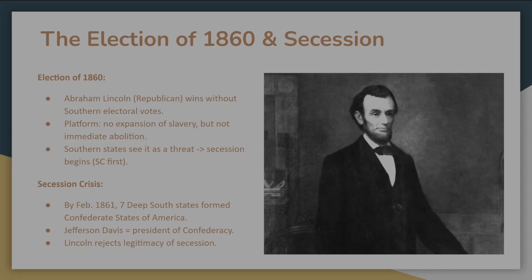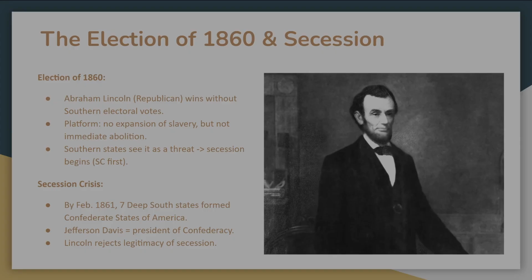The election of 1860 and secession. In the election of 1860, Abraham Lincoln wins without Southern electoral votes. So he basically wins the election without a single vote from the South. This just goes to show how big a difference in viewpoints on slavery there was between the South and the North. They will not agree on anything, permanently.